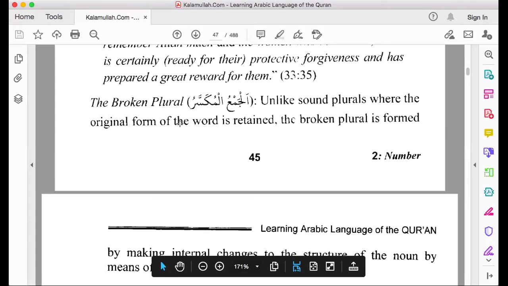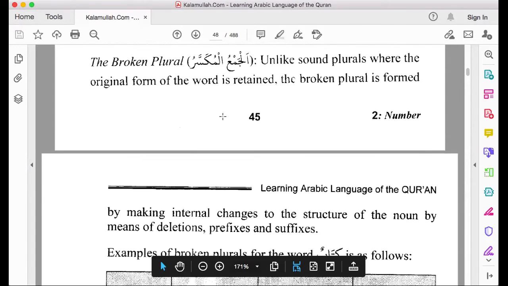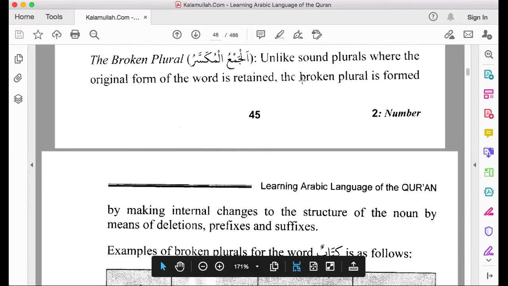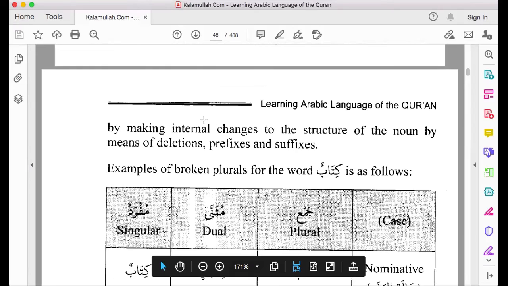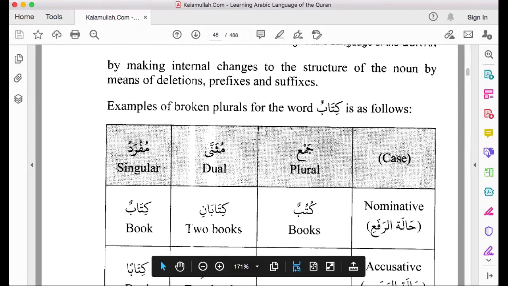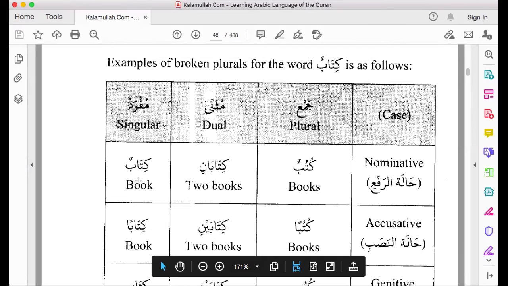All right, so let's look at some broken plurals. Again, the definition is given here. Unlike sound plurals, where the original form of the word is retained, the broken plural is formed by making internal changes to the structure, as we talked about. So again, examples from the Quran are given here. The singular is kitabun. We talked about duals in the last class. We added alif and nun, kitaban. And here the plural is kutubun.